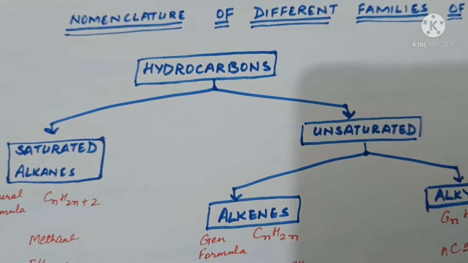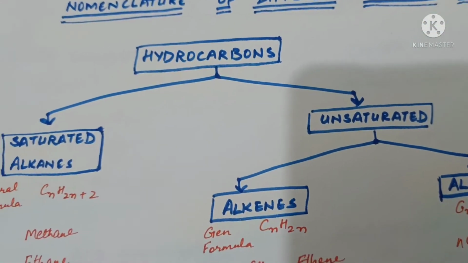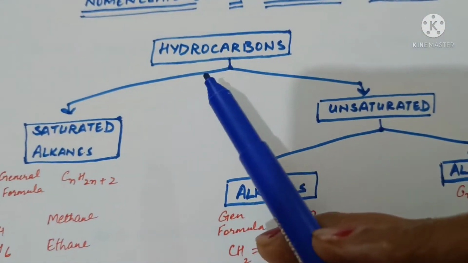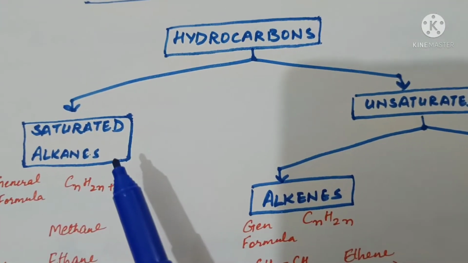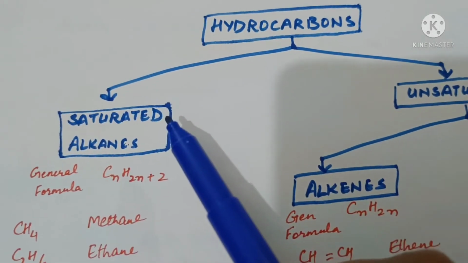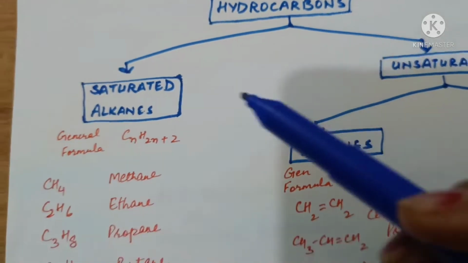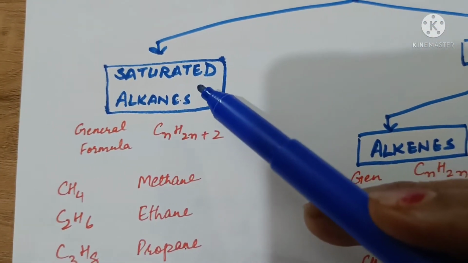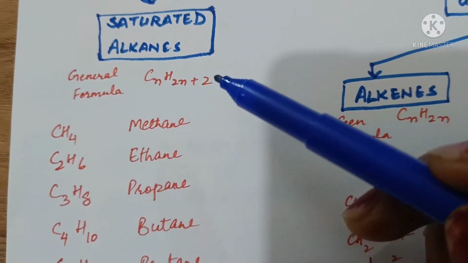Our topic for today is nomenclature of different families of organic compounds. So, hydrocarbons are the compounds of hydrogen and carbons. These can be categorized into two groups: saturated hydrocarbons and unsaturated hydrocarbons. Saturated hydrocarbons are also called alkanes. The general formula is CnH2n+2.